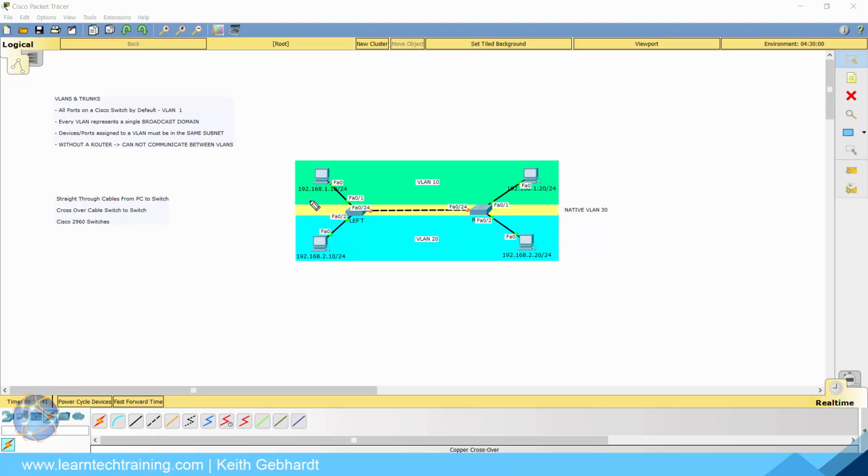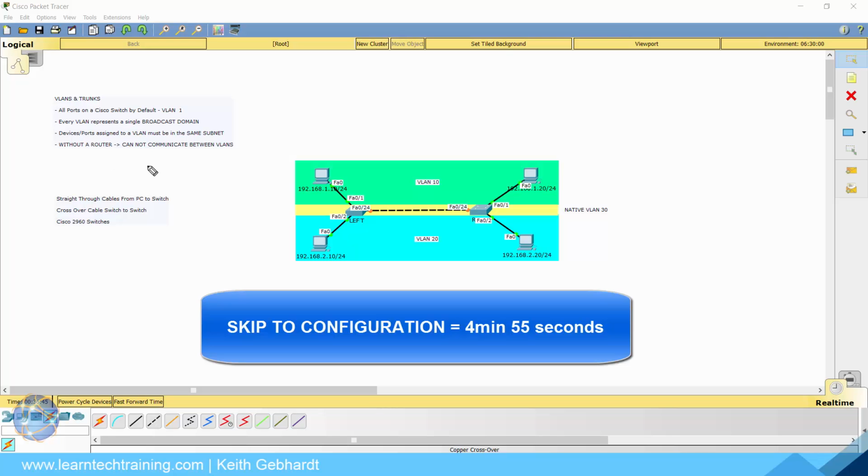In this lecture, we're going to talk about VLANs and trunks. The first half of this lecture is going to be explaining what VLANs and trunks are for. The second half will actually be configuring them. So if you're just looking to learn how to configure them, move forward. If you look at the screen, I've put the time there for you.